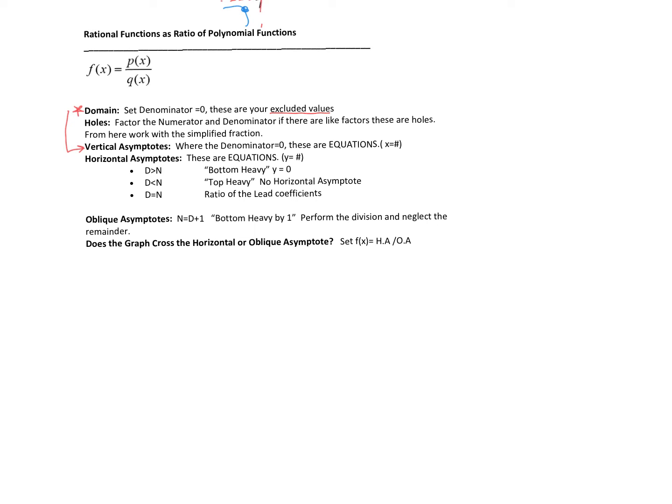That's very important. Horizontal asymptotes can be found by comparing the degree of the numerator and the denominator. If it's bottom heavy, in other words, the degree of the denominator is greater than that of the numerator, then we have a horizontal asymptote at y equals 0. If the degree of the denominator is less than the numerator, there are no horizontal asymptotes. And if the degree of the numerator is equal to the degree of the denominator, then we just take the ratio of the lead coefficients. And you'll see examples of each of those shortly.